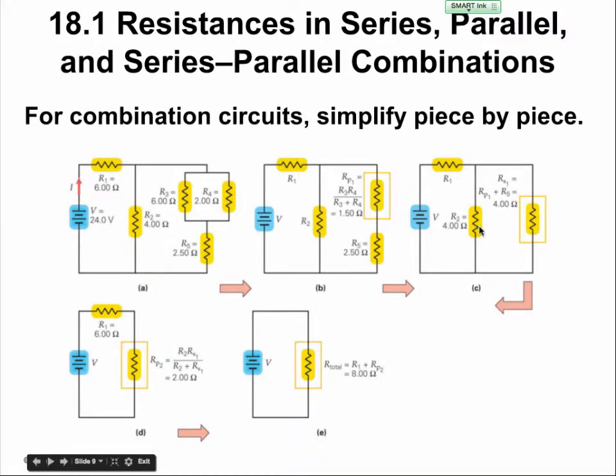Then we have to add 4 and 4 here, but it's parallel, so it's this formula, so then that becomes 2. And then when we add in a series, we just simply add the resistance, so 6 plus 2 is 8. So the total resistance across the circuit is 8 ohms, but it's derived from 6 and 4 and 6 and 2 and 2.5.